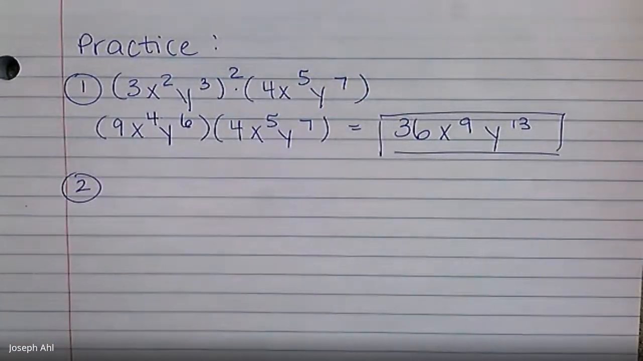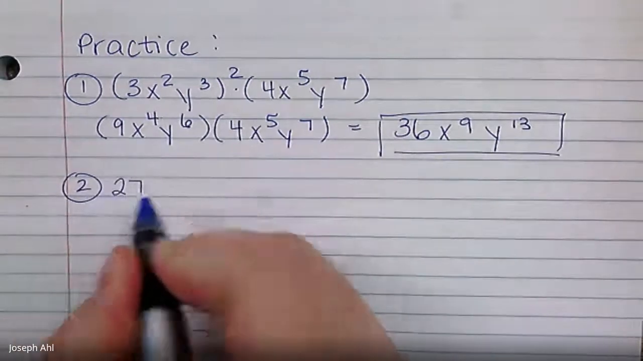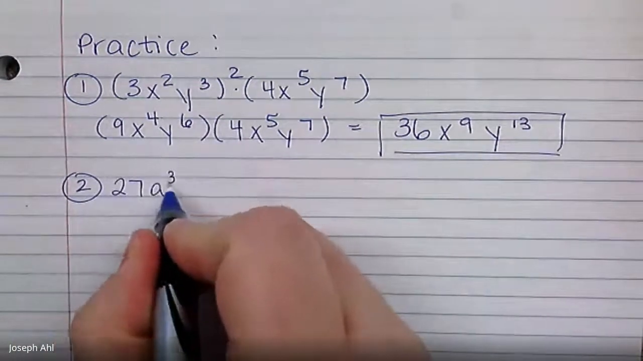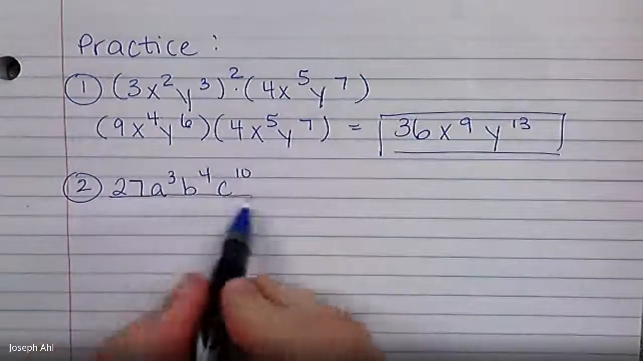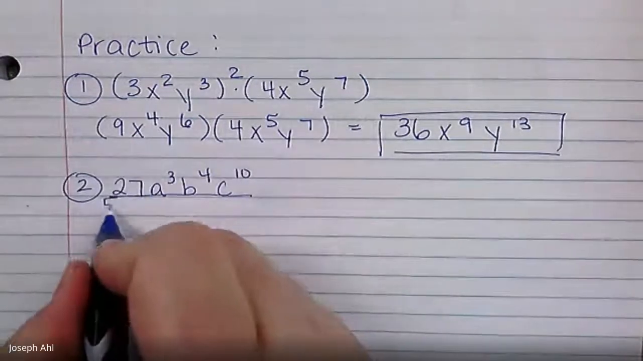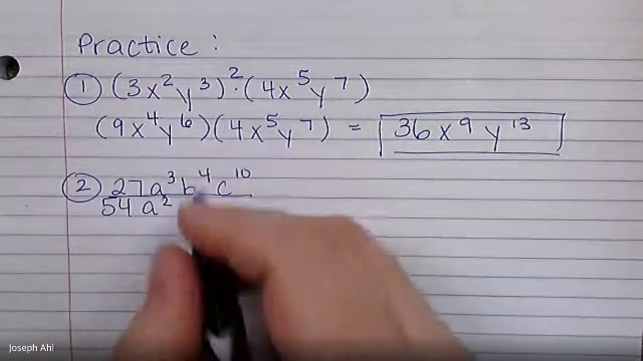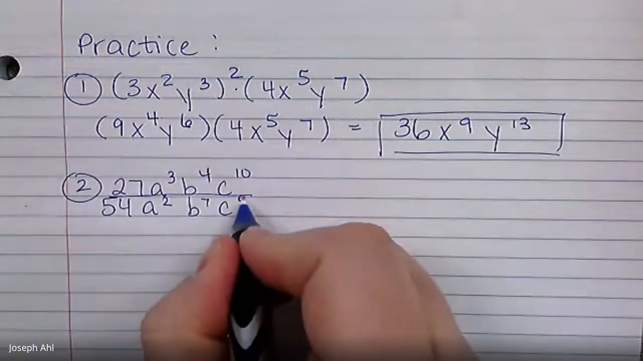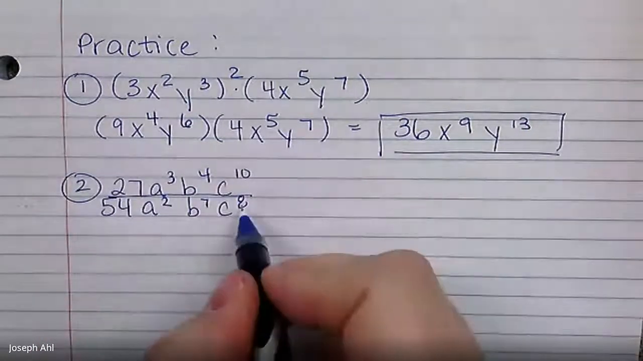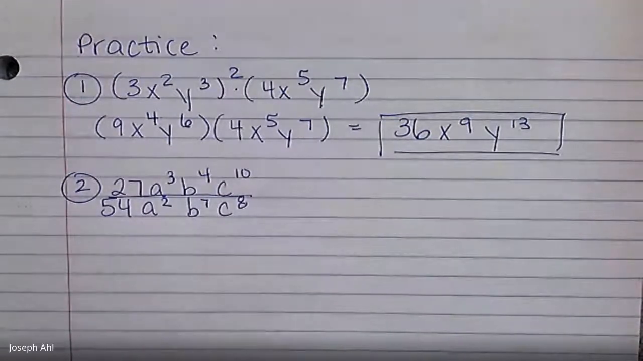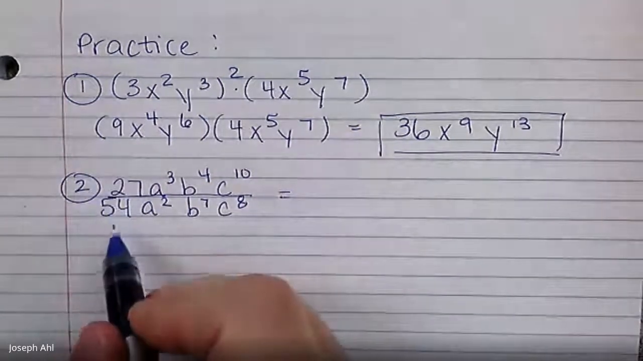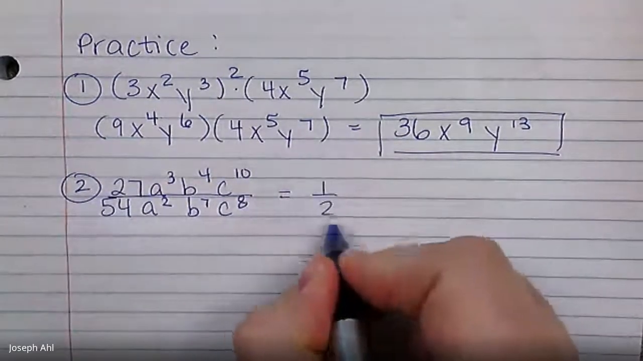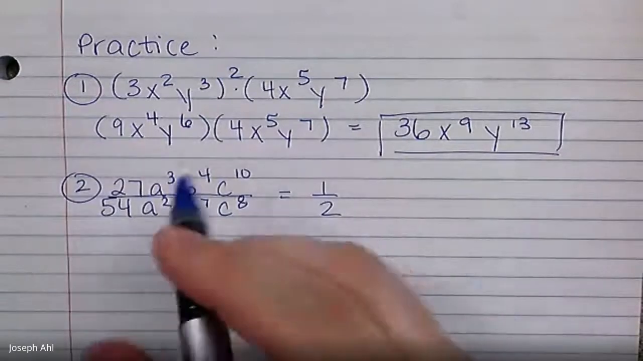All right, moving on to the second example here. If I had 27 a cubed b to the 4th c to the 10th over 54 a squared b to the 7th and then c to the 8th. If I said let's simplify this and express all exponents as positive exponents, in the end, 27 over 54, we can reduce that at least to 1/2. So you can start by doing a little bit of reducing.